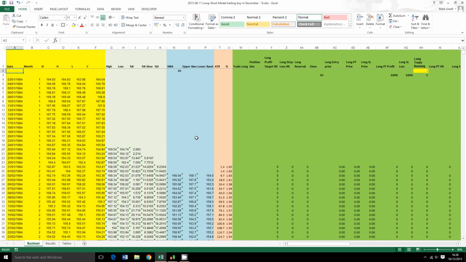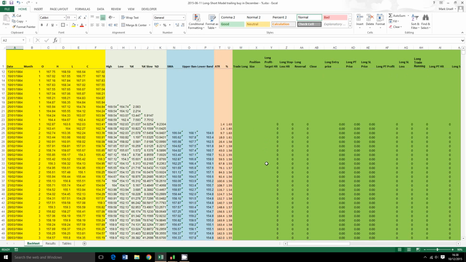Now the test that I'm doing today is, as I said, on the S&P 500. I've got quite a bit of data. I'm going here from 1984 all the way up to the most recently completed December, which was 2014. So I've got quite a few years' worth of data there.